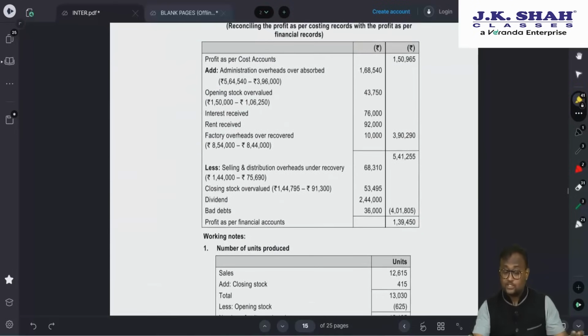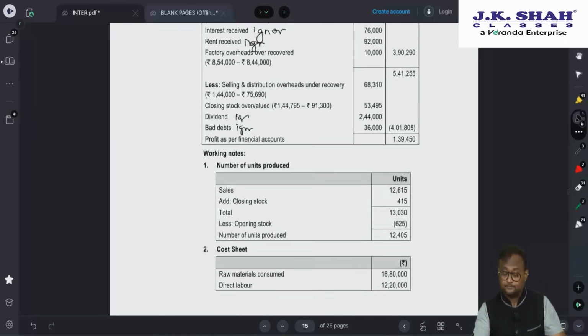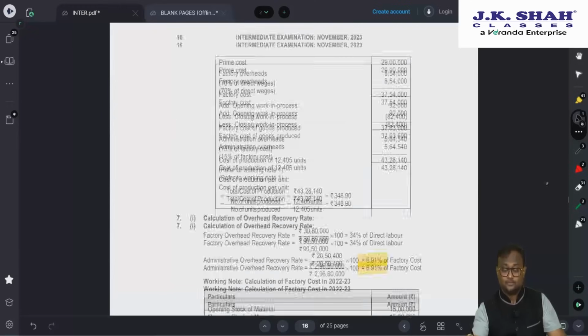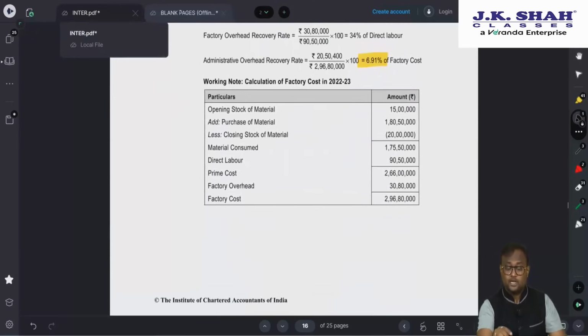Look at the reconciliation statement. They have added a few items. You don't write like this. You always mention interest received, ignored in cost records; rent received, ignored in cost records. Don't write like them. Is this clear? Dividend ignored in cost records, bad debts ignored in cost records. This is what you need to understand. So, that was your question number 6. Let's go to question number 8 now.